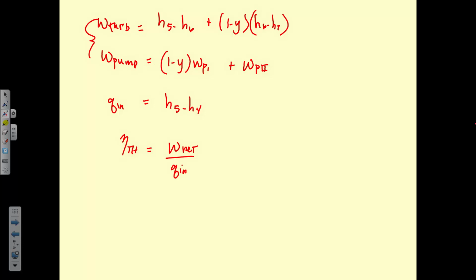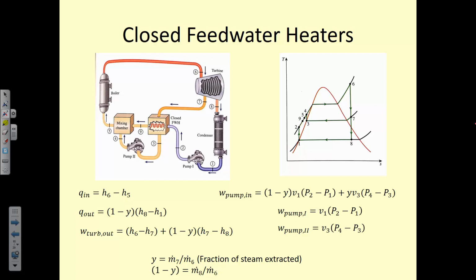Okay, so those examples are attached to the PowerPoint that's online. This first example is there, this is the second example. The third example with the closed feed water heater, let's talk about that too and set it up briefly in the next couple of minutes.